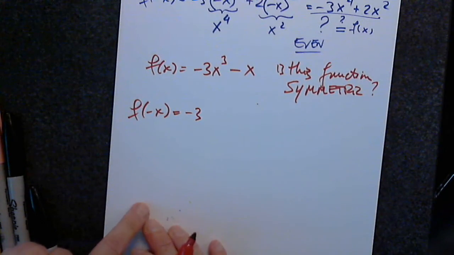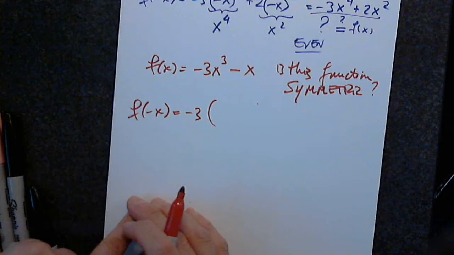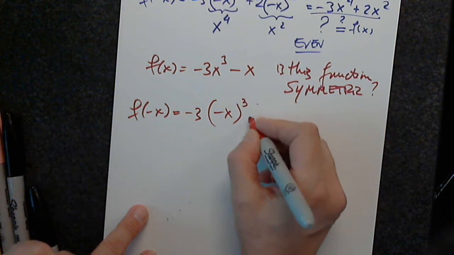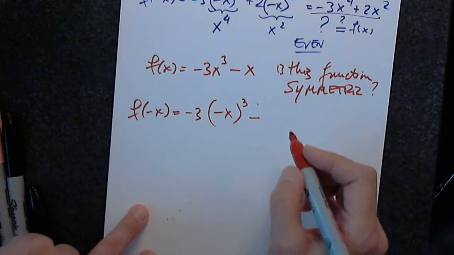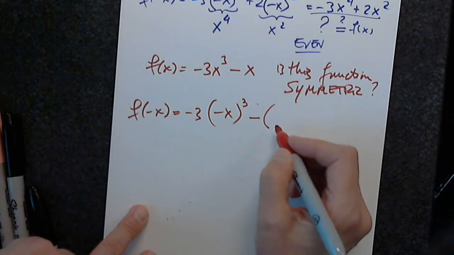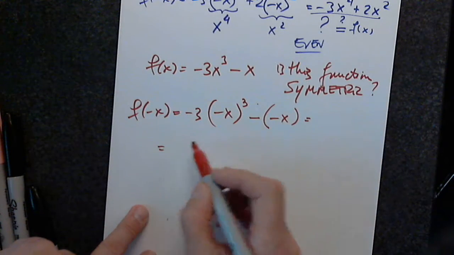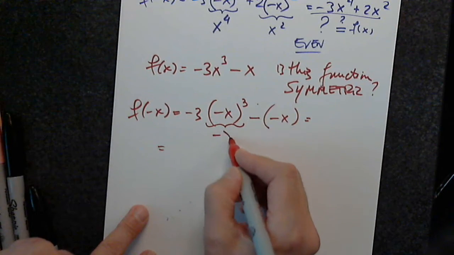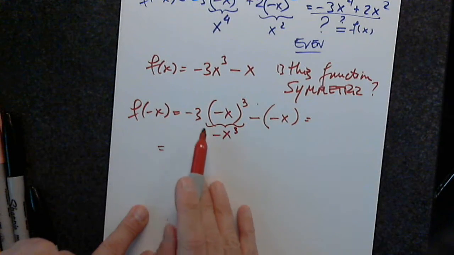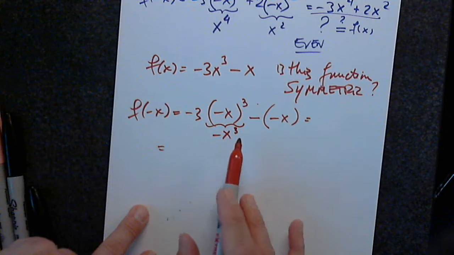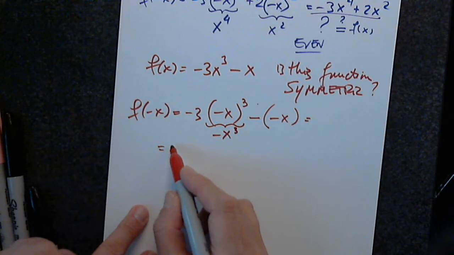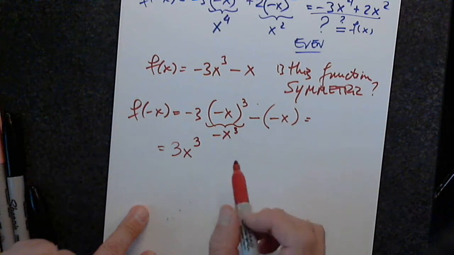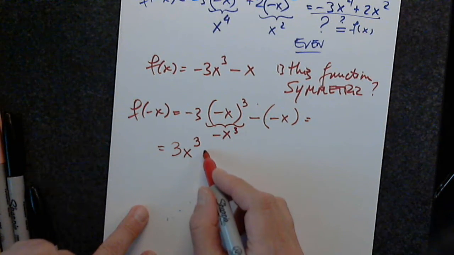Good. Awesome. Perfect. Close. Very good. Minus. Excellent. Good. So now can anyone tell us what this is? Negative x to the third power. How much is negative 3 times negative x to the third power? 3x. Very good. 3x to the third power. How much is negative 1 times negative x? Sign? Plus x. Plus x.